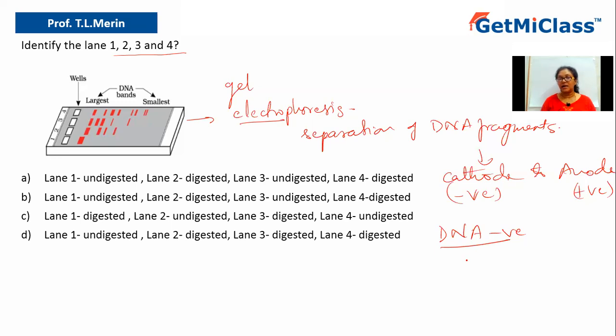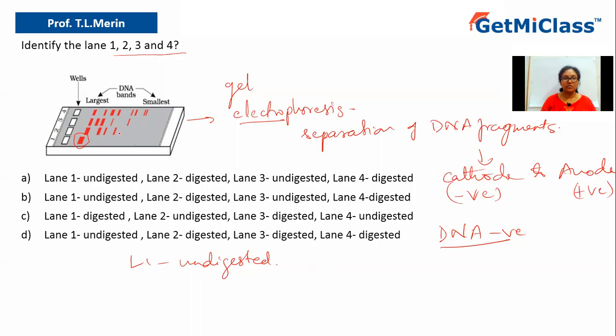And if it is undigested, it will not move further. So you can see that in lane 1, the DNA is not digested. It is undigested, so it is not getting separated into fragments because it is one whole thing. That is why lane 1 is undigested. What is digested? It means treating the DNA with a restriction enzyme. When you treat with a restriction enzyme, it will cut the DNA into fragments. So lane 1 is undigested.